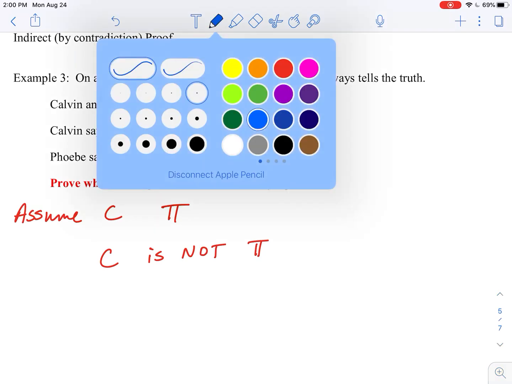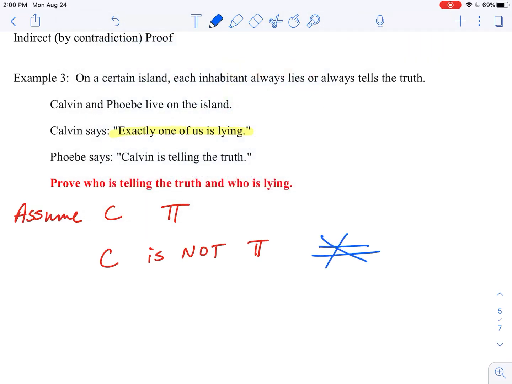So for me to say that we have a contradiction, we have to go back to our first assumption, and the assumption was that Calvin was a truth teller. Well, then we have to assume that Calvin is not a truth teller. So we know right now Calvin is not a truth teller. Now let's see if we can figure out whether Phoebe is or not. So we can now say with all degree of certainty that Calvin is not a truth teller.